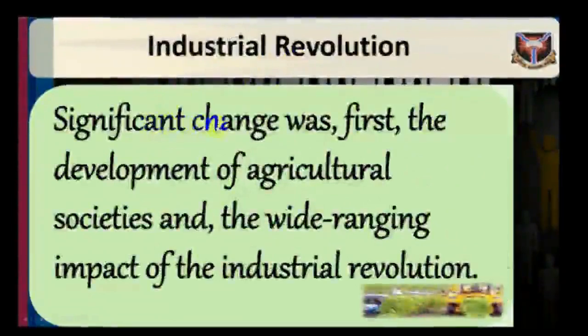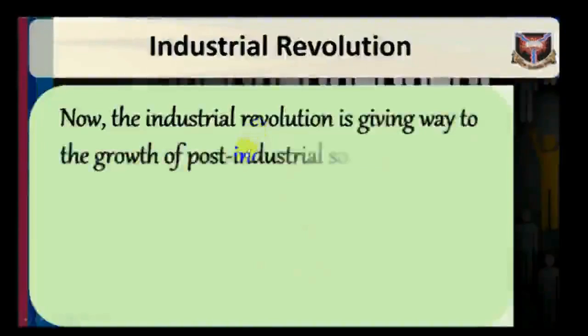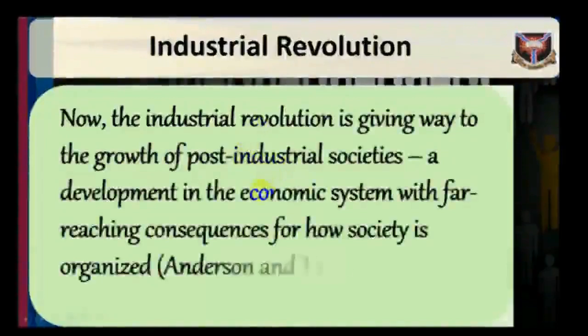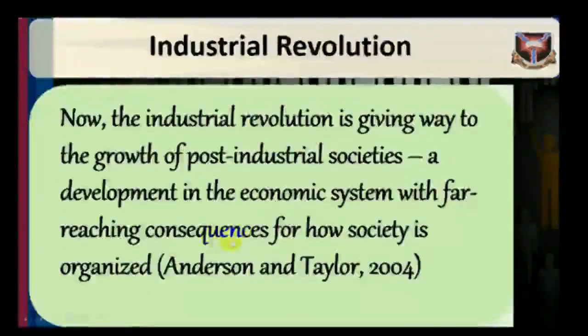Industrial Revolution. A significant change was first the development of agricultural societies and the wide-ranging impact of the Industrial Revolution. Now, the Industrial Revolution is giving way to the growth of post-industrial societies, a development in the economic system with far-reaching consequences for how society is organized. Anderson and Taylor, 2004.